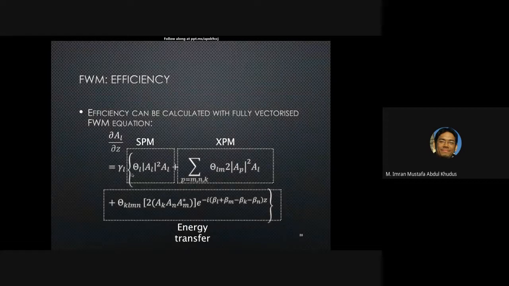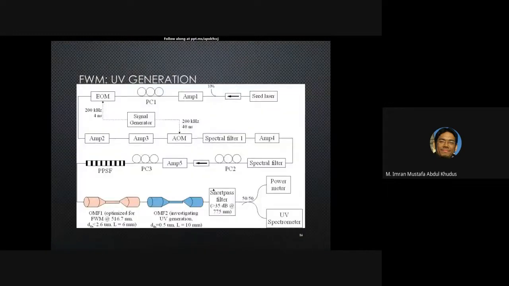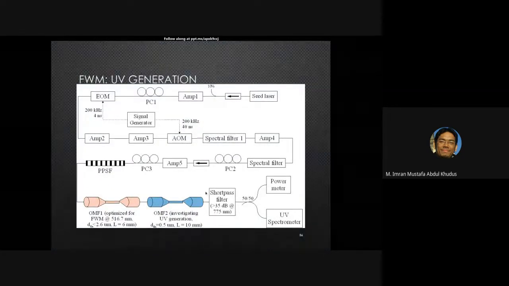This symbol here is just the modal overlap. So again, you have a similar kind of expression: self-phase modulation, cross-phase modulation, and your energy transfer equation. And then we did the experiment. Actually, we did the experiment first and then formalized it, because weird things were happening, right, which we didn't understand.